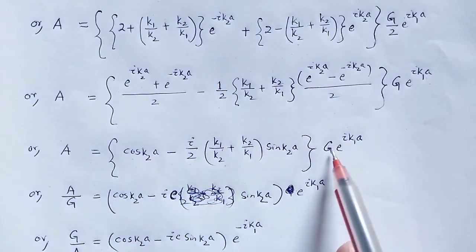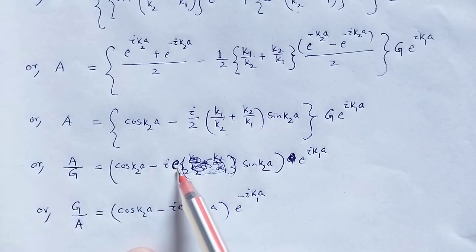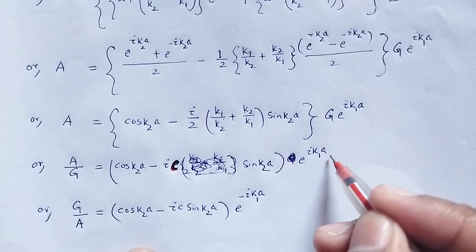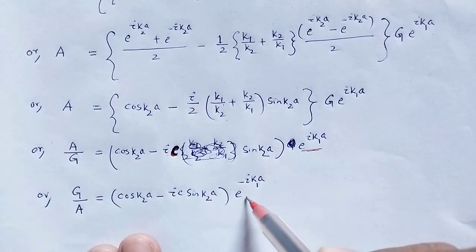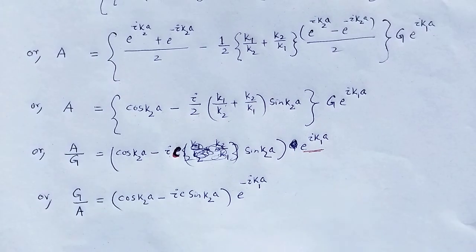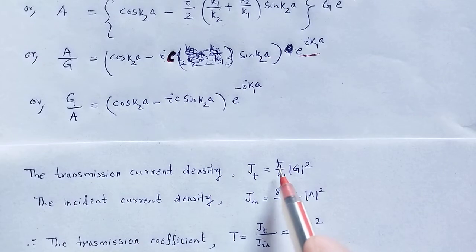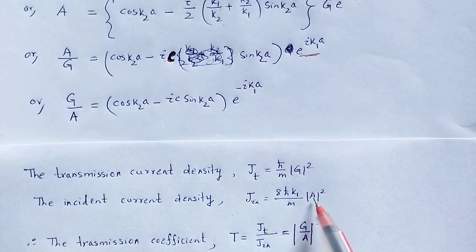So a is equal to g times this much, therefore a by g is equal to cos k2a minus i c sin k2a, where we introduce a constant c, times e to the power i k1 a. So the reciprocal, that is g by a, will be e to the power i k1 a times that of e to the power minus i k1 a. Now the transmission current density is Jt equal to h cross by m magnitude of g square, and the incident current density is h cross k1 divided by m magnitude of a square.